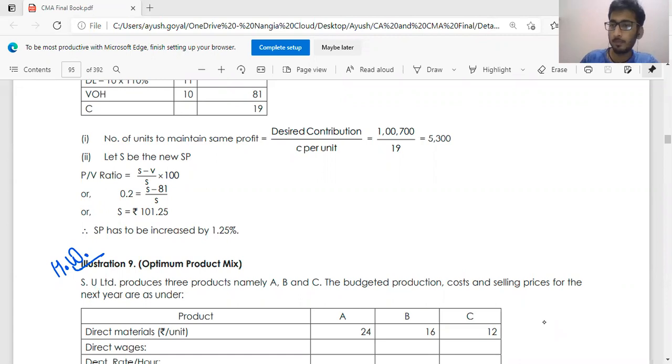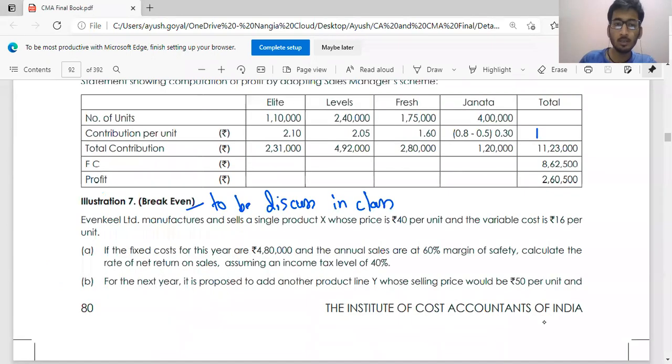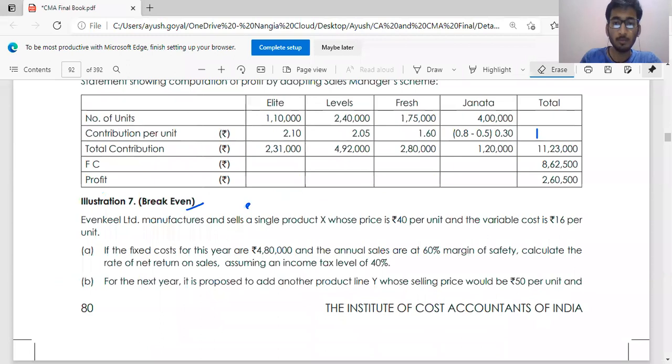So today we'll start from question number seven, illustration 7. It's a very good illustration, by the way, because you'll get a very good understanding of margin of safety and break-even point from this question. Let's read the question first.